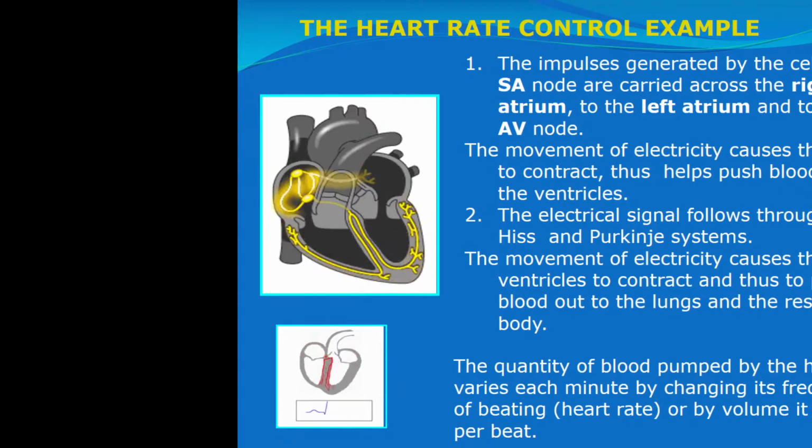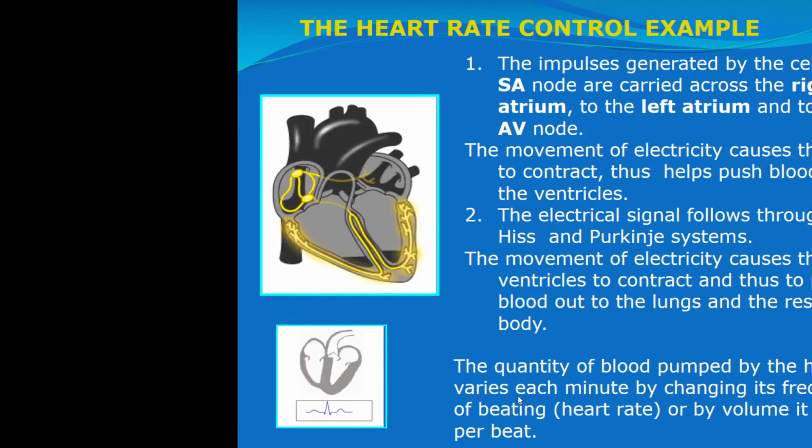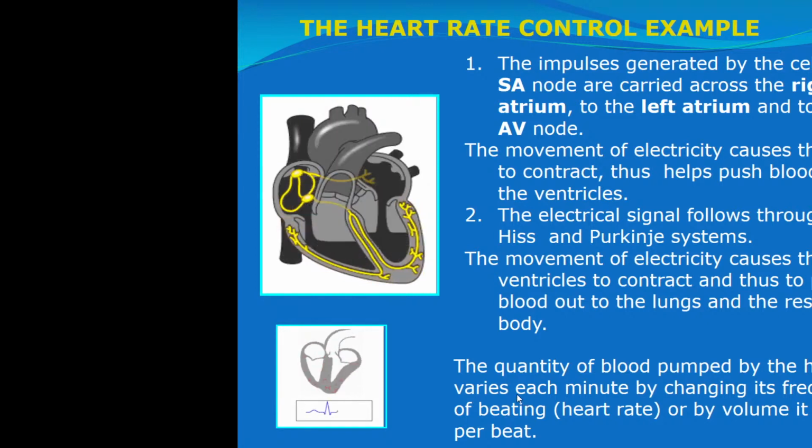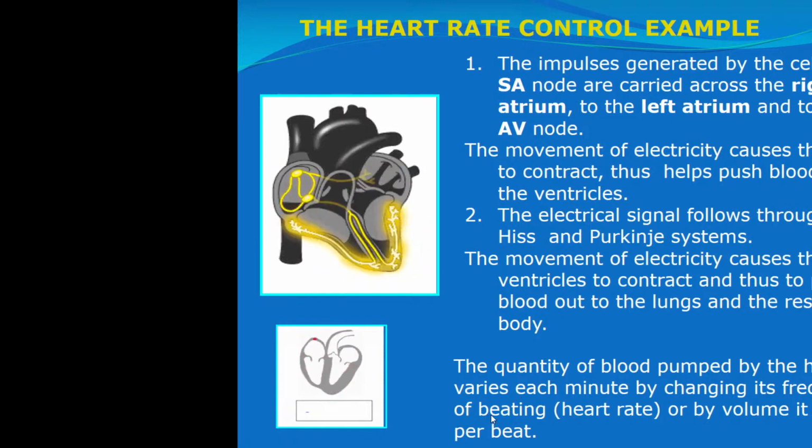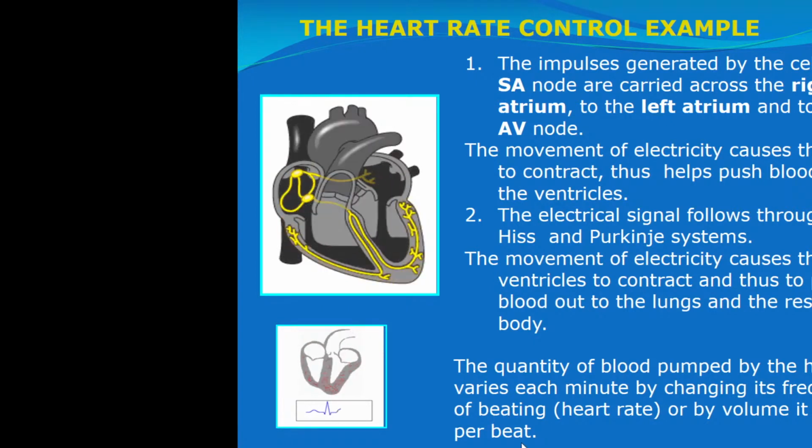The movement of electricity causes the ventricles to contract and thus to push blood out to the lungs and the rest of the body. The quantity of blood pumped by the heart varies each minute by changing its frequency of beating, the heart rate, or by the volume it ejects per beat.